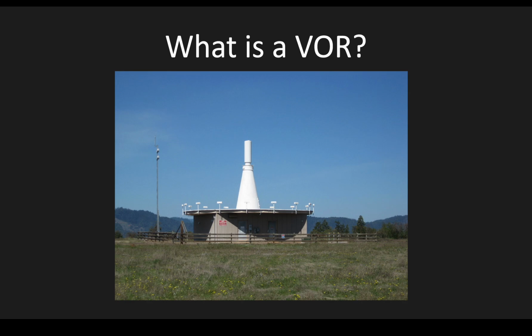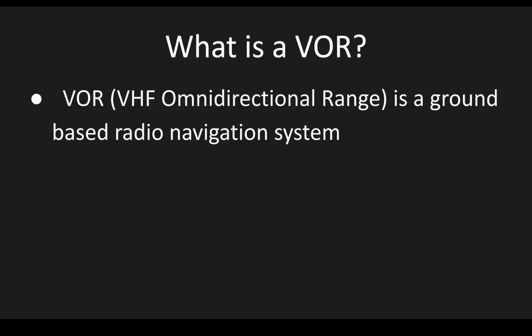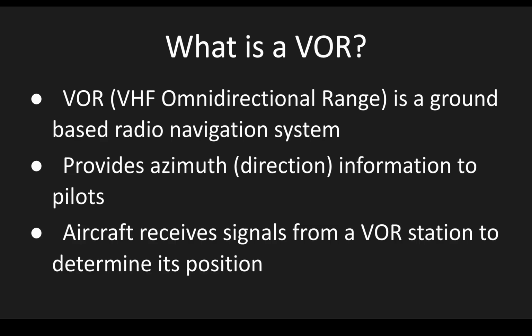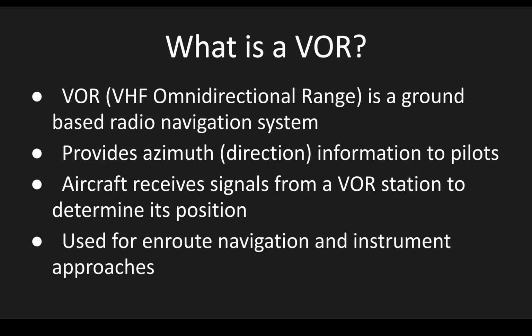This is kind of what one type looks like here. And a VOR is a ground-based radio navigation system. Also, it provides azimuth information. Azimuth is just like a bearing in relation to a compass, and for pilots. It receives signals from a VOR station to determine its position, and it's used for en route navigation and instrument approaches.